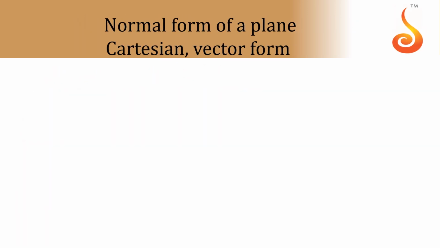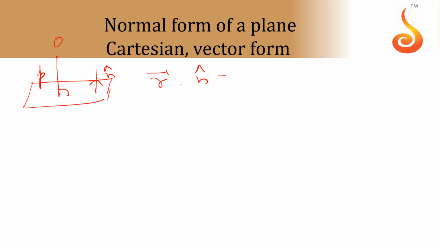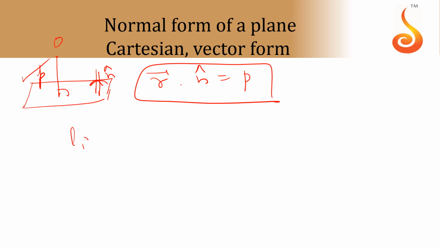Normal form of a plane, Cartesian and vector form, both. Suppose there is a plane whose perpendicular distance from the origin is p, and there is a unit vector n cap. Then its equation is r bar dot n cap equal to p. How do we express this in Cartesian form? The perpendicular distance is p only, but instead of n cap, we will use the DCs of the normal line. Let the DCs of the normal line be l, m, n. Then what will be the formula? Lx plus my plus nz equal to p.